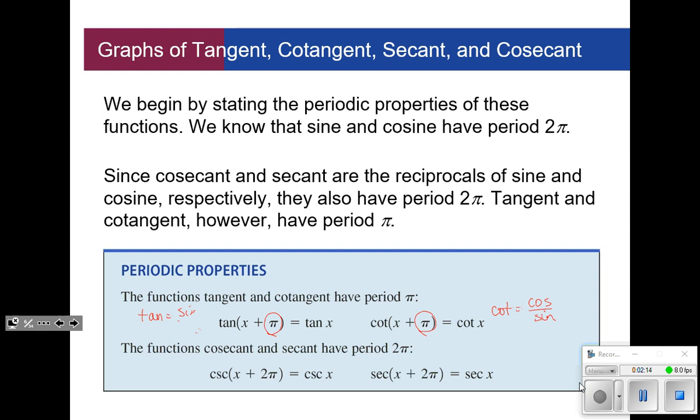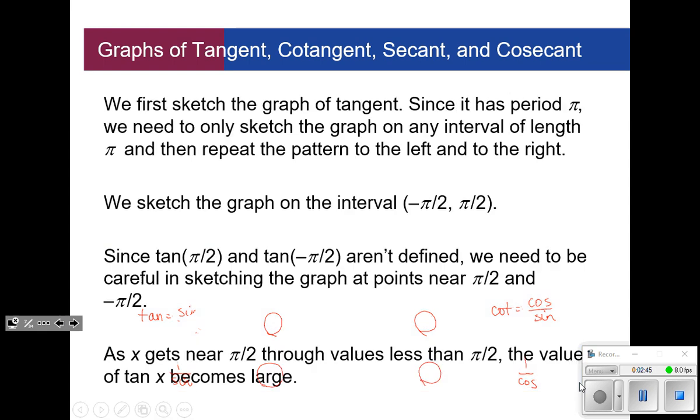However, cosecant, its period is 2 pi because if you remember, it is 1 over sine. That's how we get cosecant. It's the reciprocal of sine. Secant is the reciprocal of cosine. So because cosine has a period of 2 pi, then secant also has a period of 2 pi. So sine, cosine, cosecant, and secant all have periods of 2 pi. Tangent and cotangent have a period of 1 pi.